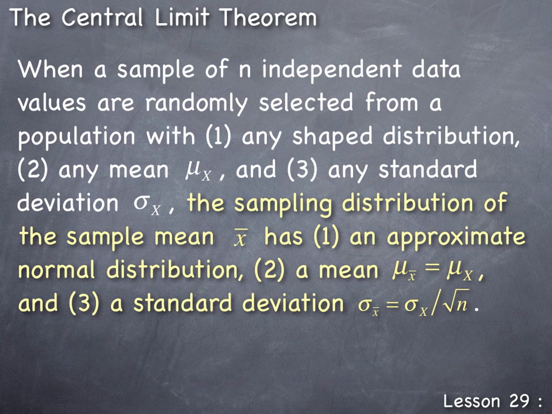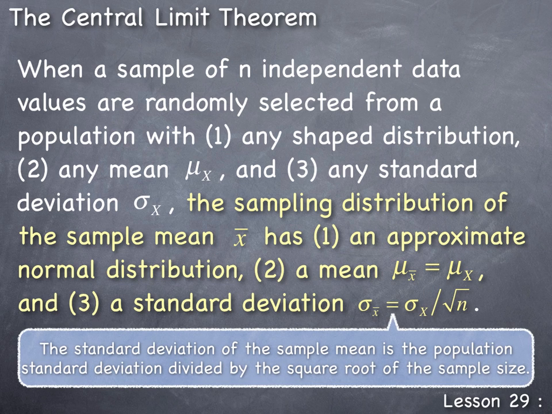And the standard deviation of the sample mean is the population standard deviation divided by the square root of the sample size. So the standard deviation is not the same as the standard deviation for the population. What it ends up being is smaller by a factor of dividing by the square root of n.